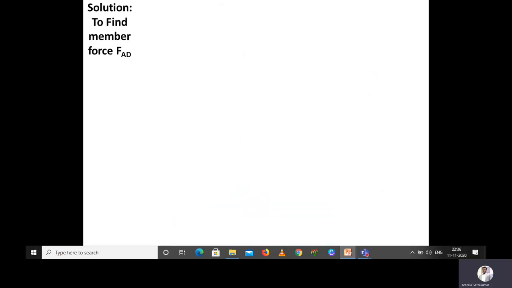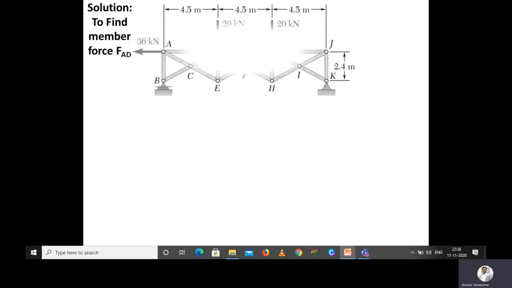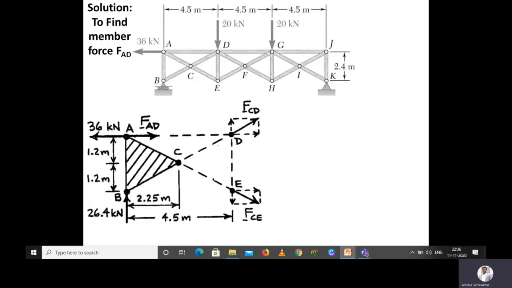So first we are going to calculate the member force FAD. So the given problem for your understanding, and this is the detailed sketch whatever we have seen in the previous slide. Okay. So now to calculate the member force AD, if I am taking moment about point A, obviously AD will get cancelled because the moment about that point will be 0. And if suppose I am taking moment about B, I will get more unknowns, that is FCD will be unknown, and FCE also will be unknown, and FAD also will be unknown.